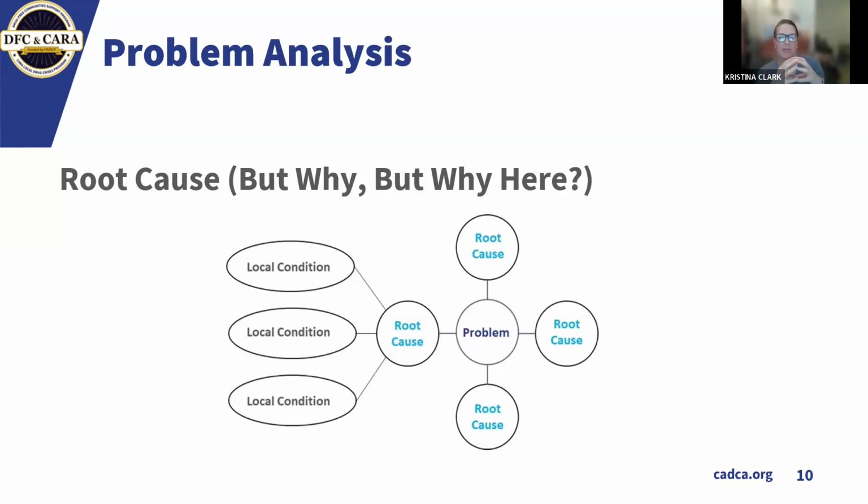And the idea here is we're putting the problem in the center, whatever that is, alcohol, cannabis, meth, whatever it happens to be. And then we're saying, but why? Why is alcohol use happening in our community? What is making it more likely? And then finally, but why here? What does it look like on the ground level in our community? If I could take a picture of it, what would that picture look like? And that's where we get into the local condition.